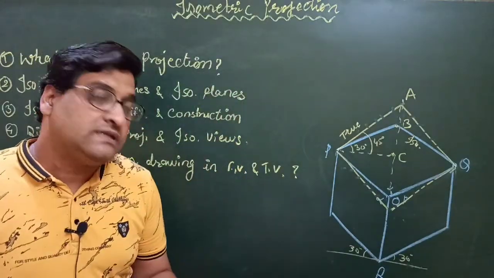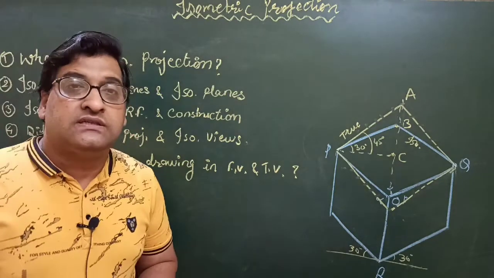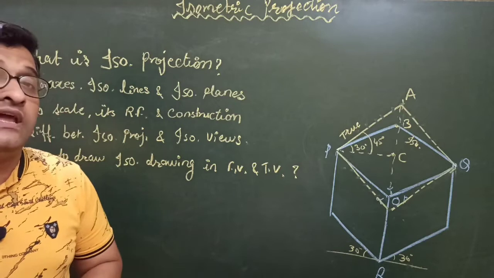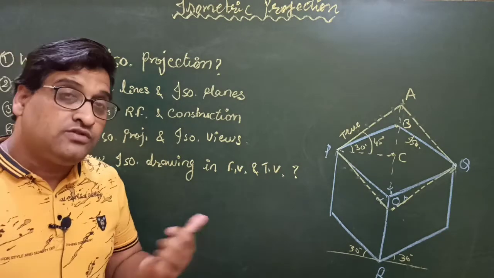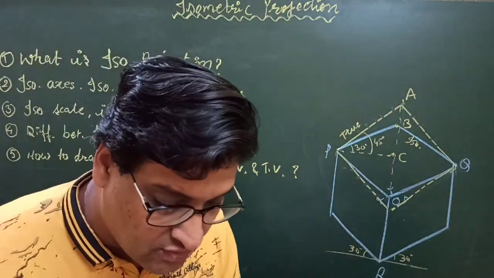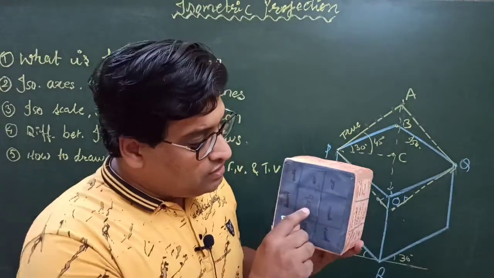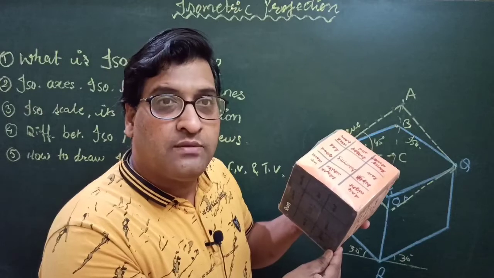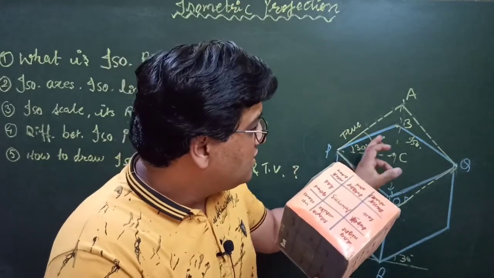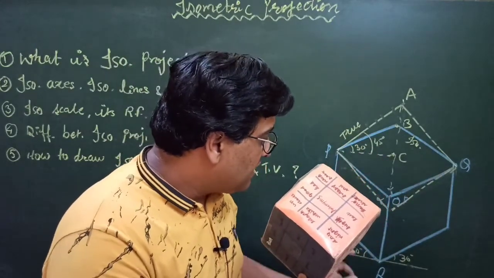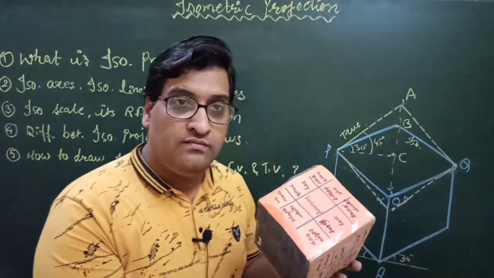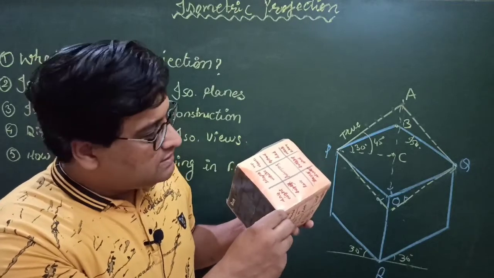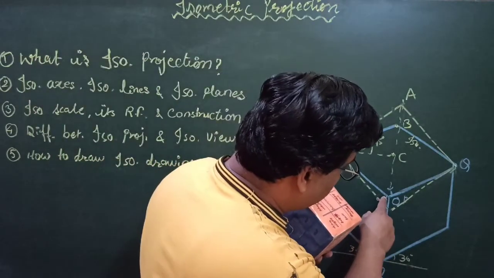So a cube is situated in the space like that, it is resting on one of its corners and one of its solid diagonals is perpendicular to VP. So what happens in that particular situation? You can see here all these square faces, they become rhombus in that particular view. You can see here all these faces are rhombus, right?